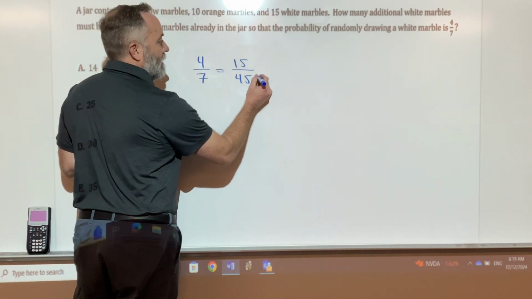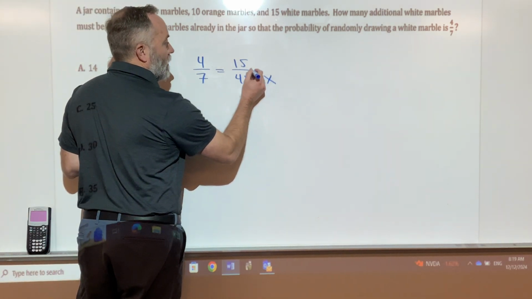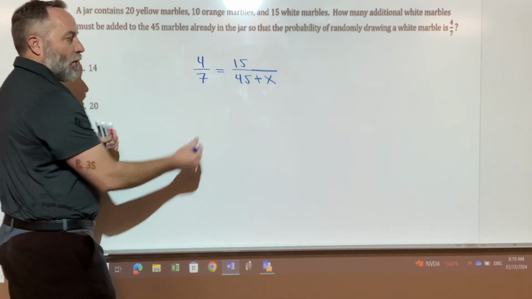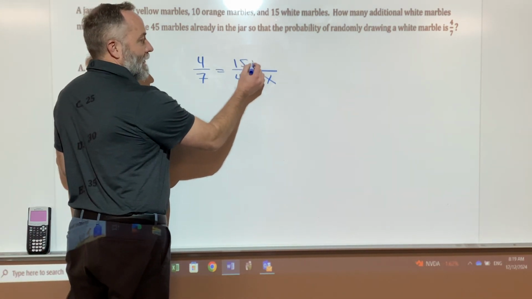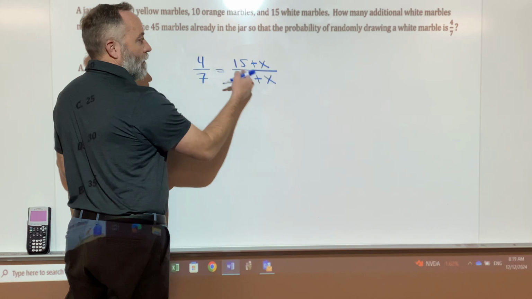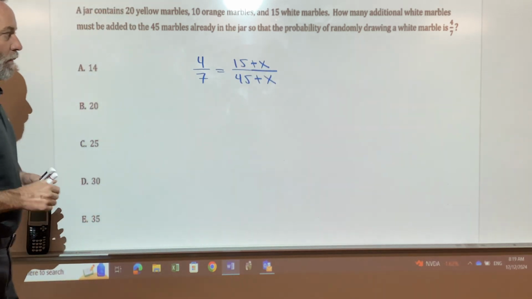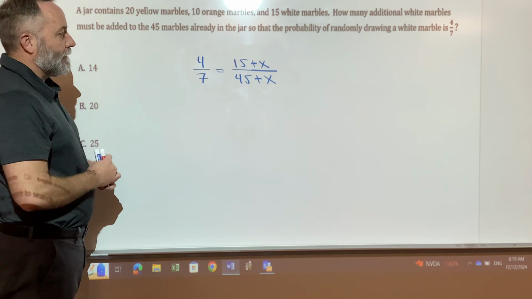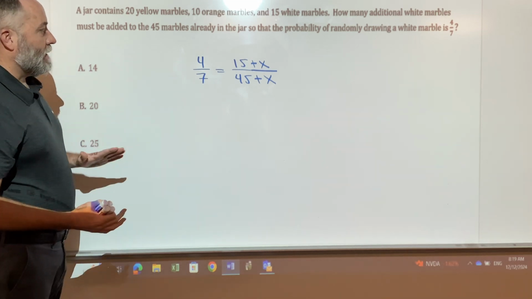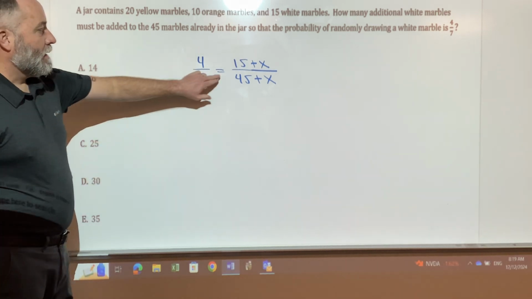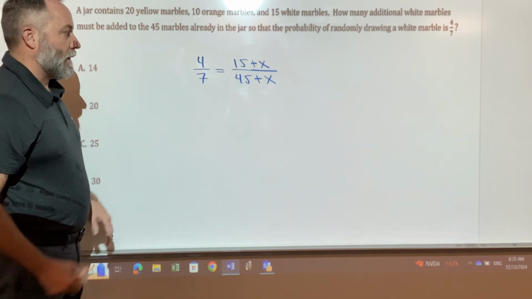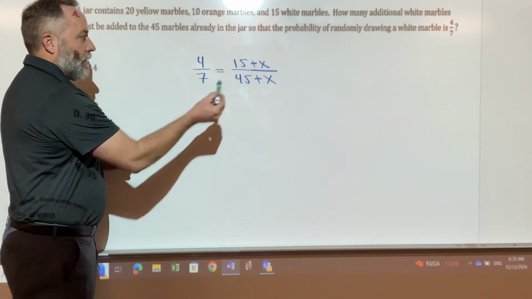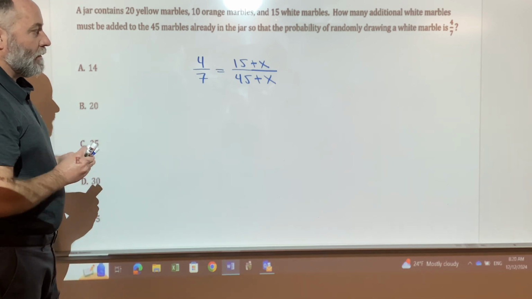So we're going to add some number of white marbles to our total, so 45 plus x, but we're also adding that same x to the number of white marbles, because we're just adding white marbles to both the total and to how many white marbles we currently have. Okay, so now we're set up to solve this. We have a fraction set equal to a fraction. There's a few ways we can approach this, but often when you just have a fraction set equal to a fraction, a proportion, we can cross multiply.